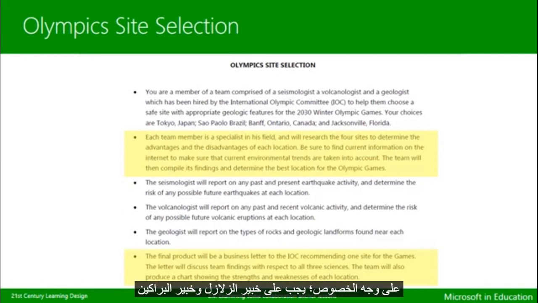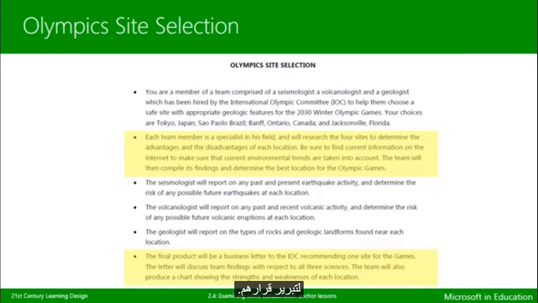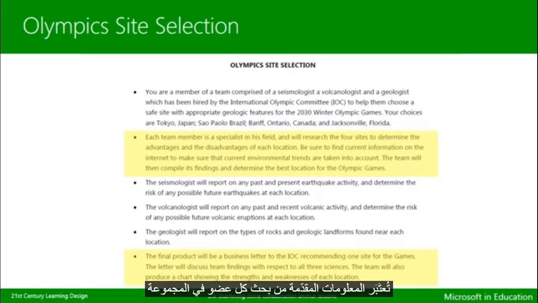In particular, the seismologist, the volcanologist, and the geologist must integrate what they have learned to reach a group decision about which country to recommend as a site for the Olympics. Group members must write a letter to the IOC justifying their decision. The information provided by each group member from their research is a vital part, as the letter must discuss team findings with respect to all 3 sciences.